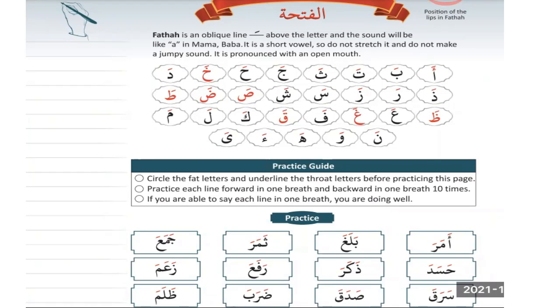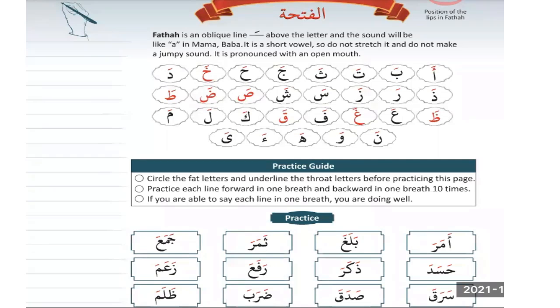And if this sign comes on ba, ta, tha, jim, ha, ha, the sound will be a, not alif. If we try to recognize this sign, we can practice: alif fatha a, ba fatha ba, ta fatha ta, tha fatha tha, like this. The entire table we will practice like that. And I hope you already have practiced with your sister.